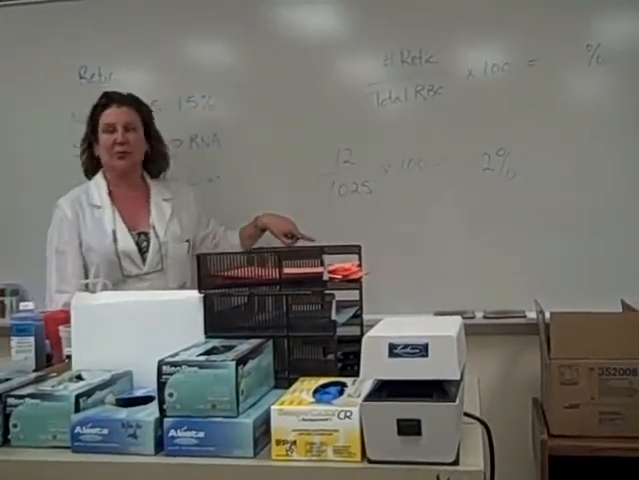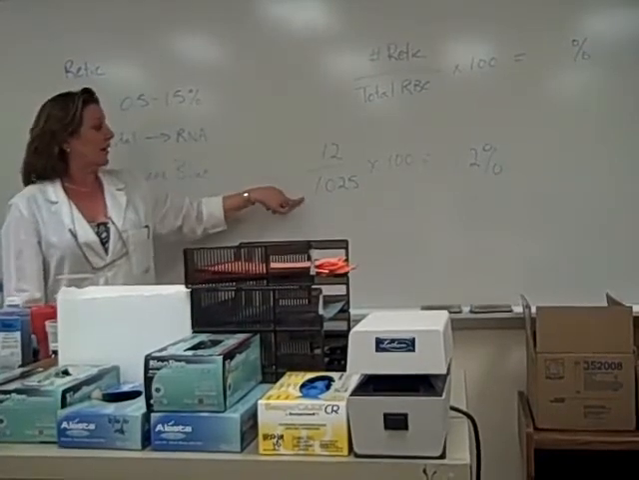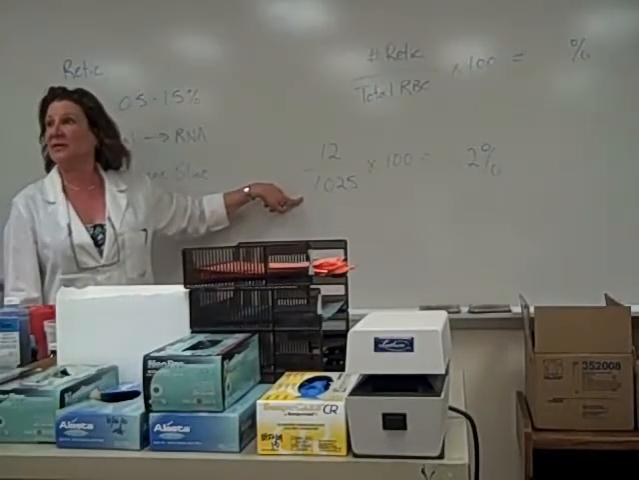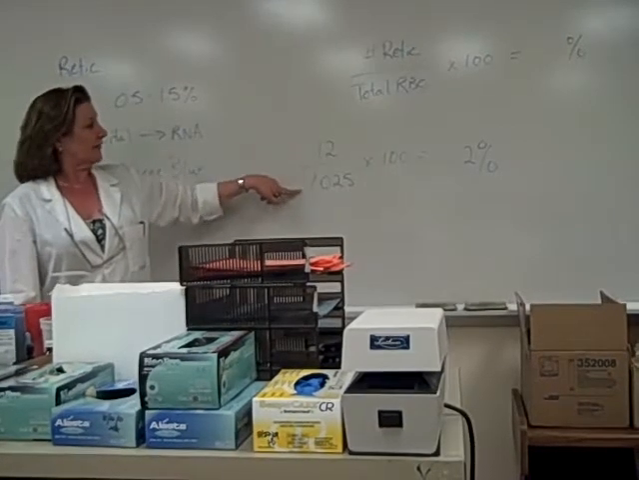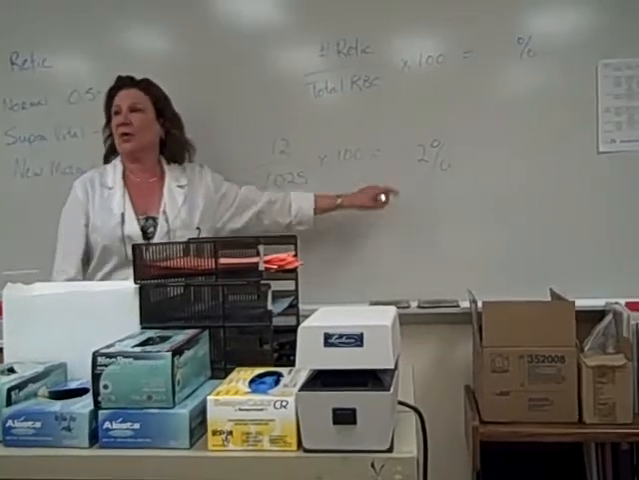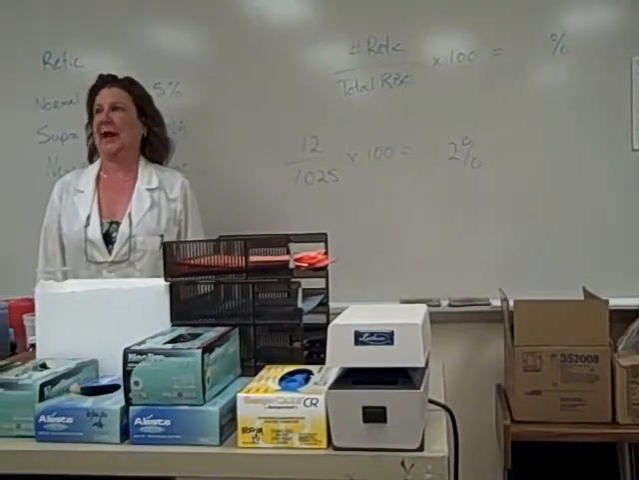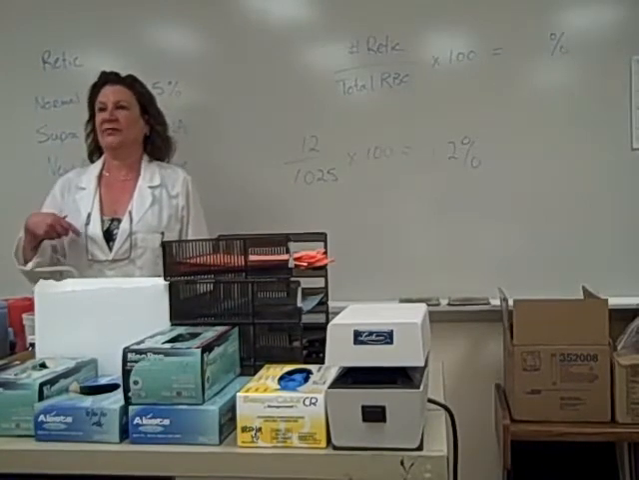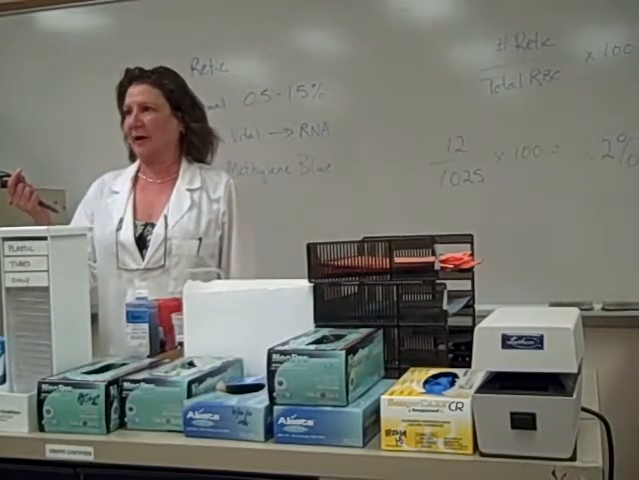So here's an example. If I saw 12 retics while I was counting 1,025 red cells, I divide 12 by 1025 and multiply it by 100, I get 1.2%. Okay? Am I in the normal range? Yeah.